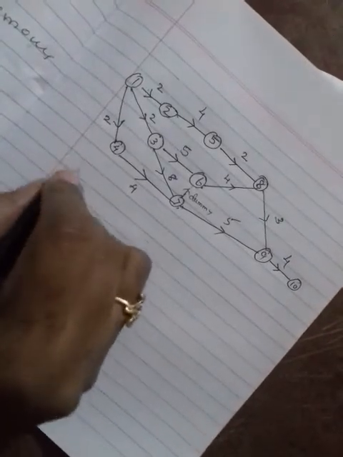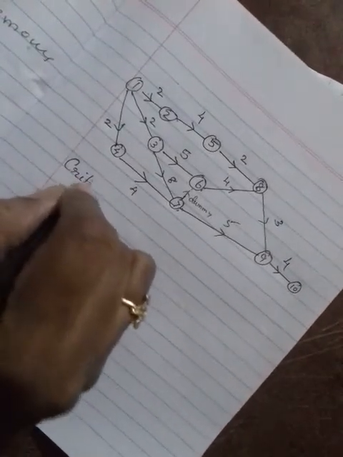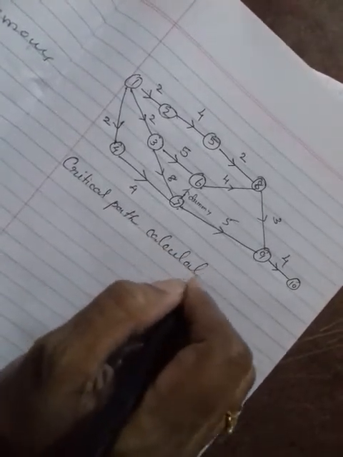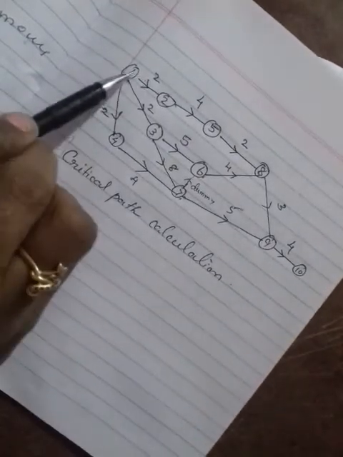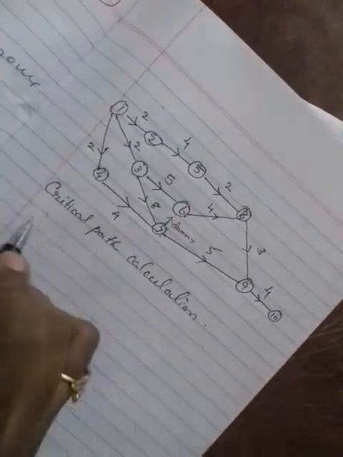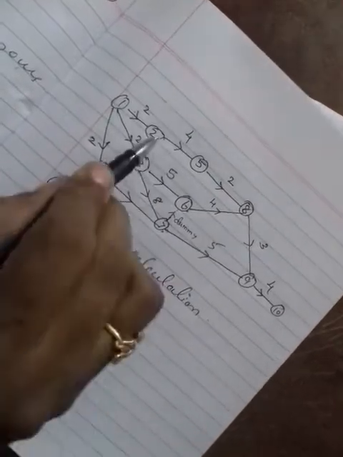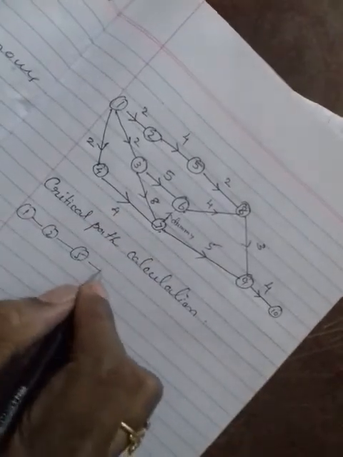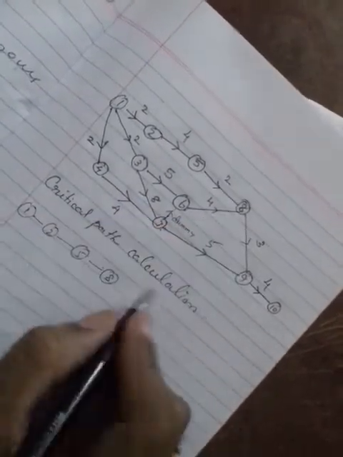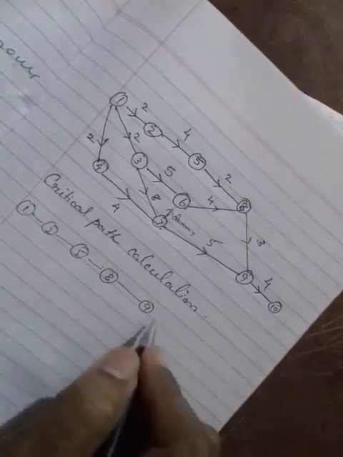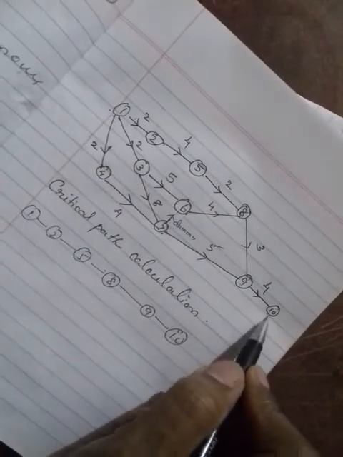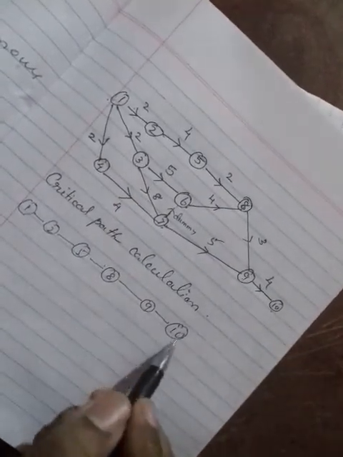Okay, now we are going to do the critical path calculation. So how many paths are there? You can identify like this: 1 to 2. So I am writing here 1 to 2 and 2 to 5 and 5 to 8 and 8 to 9 and 9 to 10. So you have to start from the starting node and end with the ending node. Okay, so I started with 1 and ended with ending node 10.